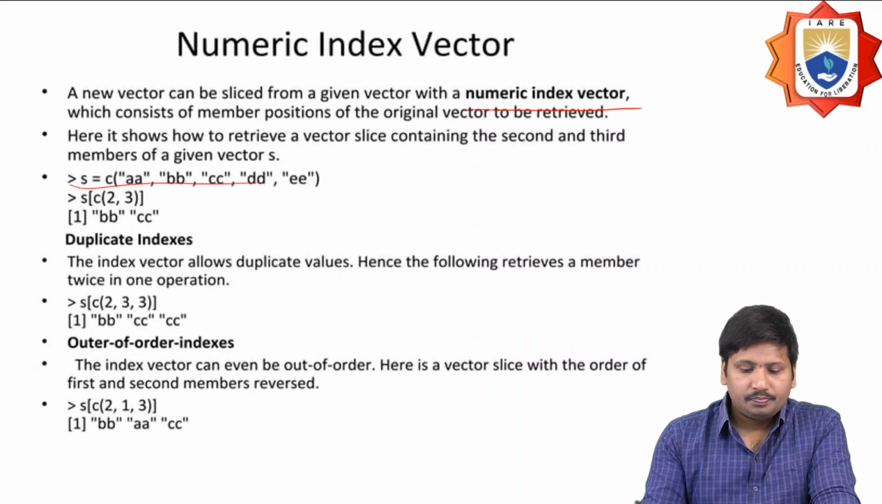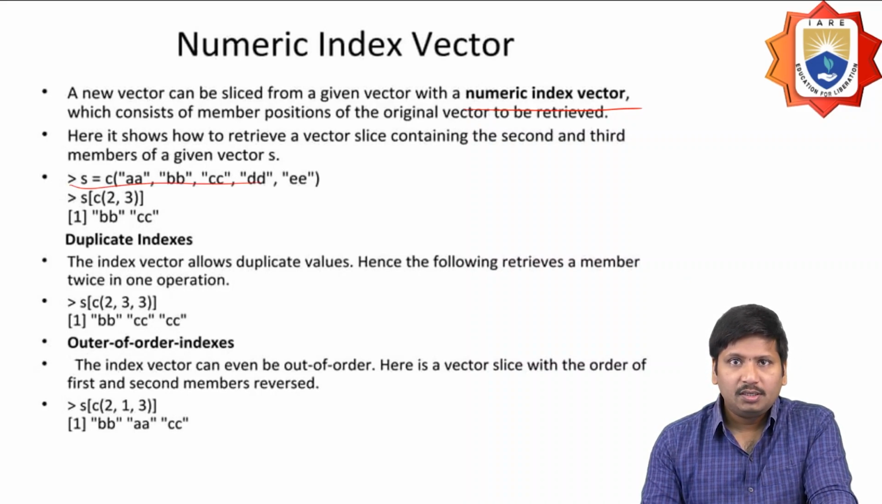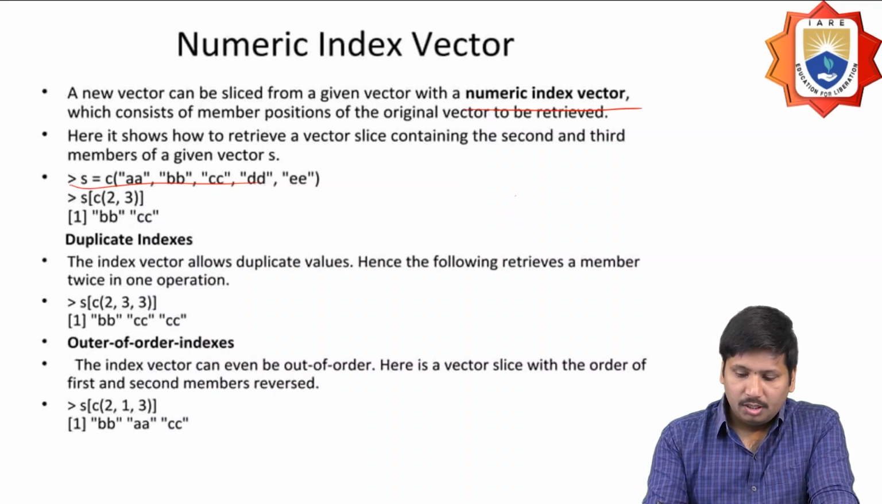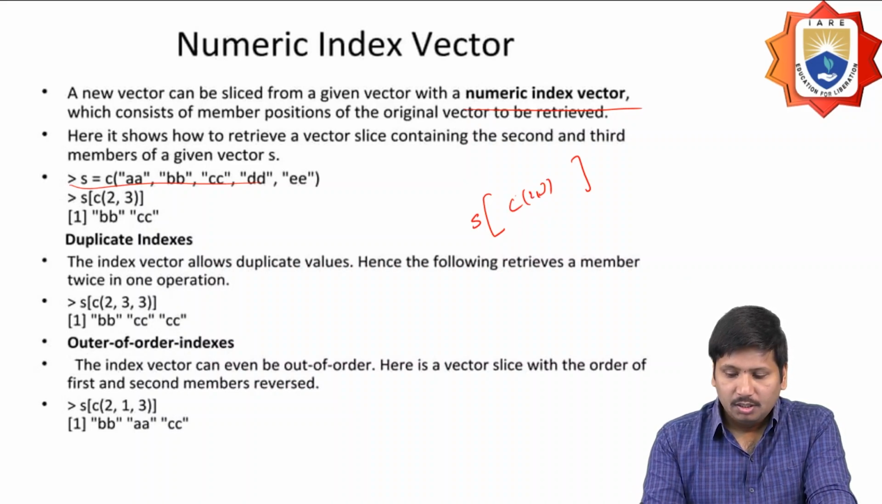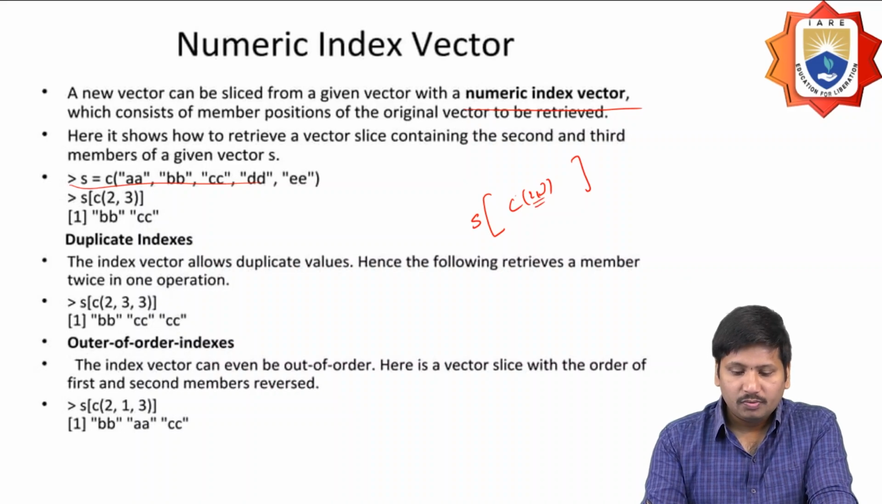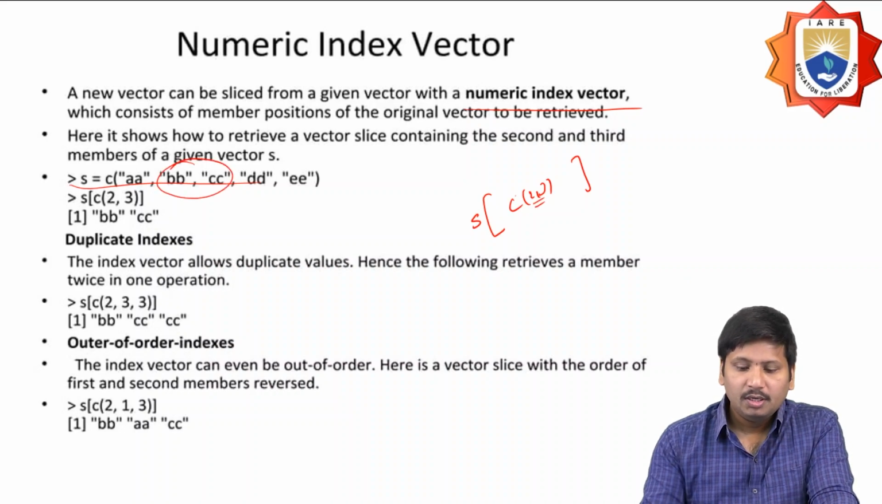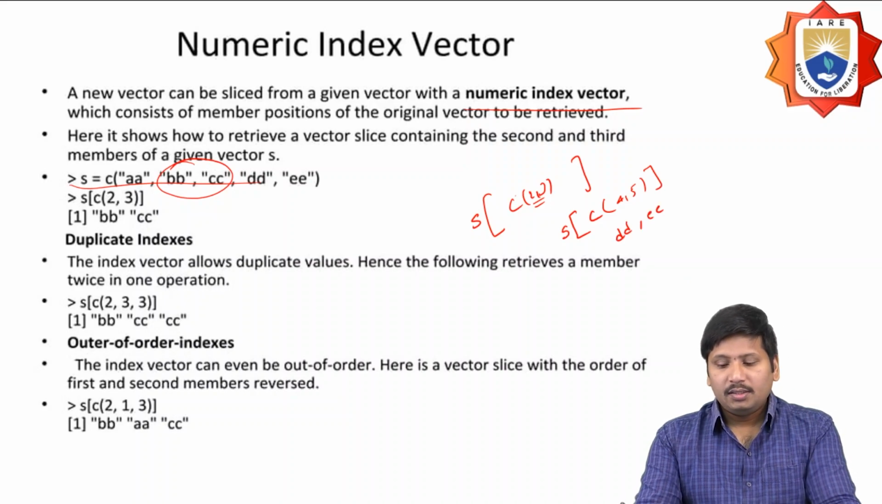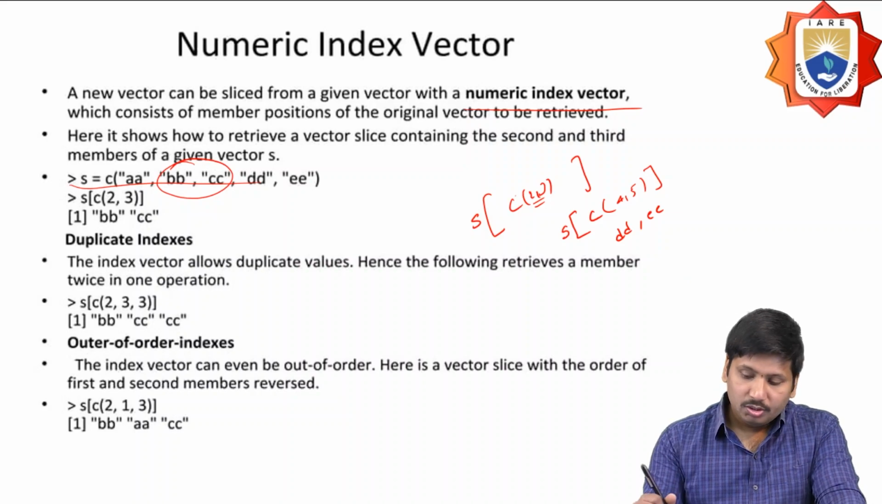Suppose s is the vector, and I access s of c of 2 comma 3. This is slicing the vector. So I'm accessing the second and third values of this vector. What are the second and third values? BB and CC. Similarly, if I write s of c of 4 comma 5, what are the values? DD, EE. Like this, I can retrieve the values from the vector.